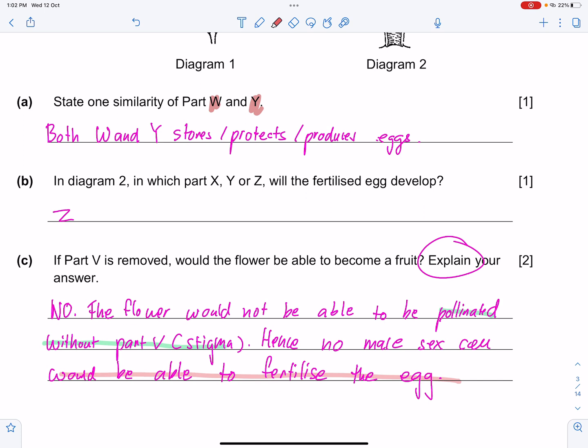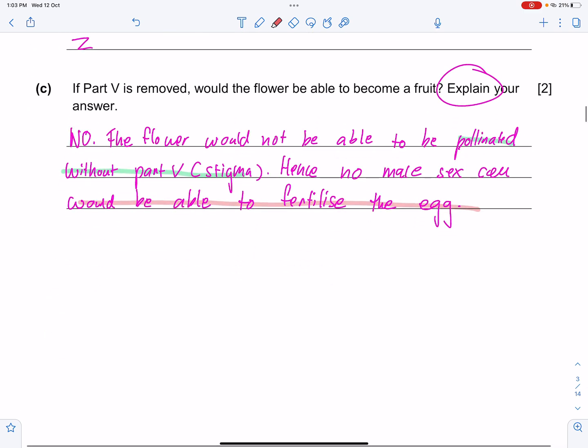Okay, I want to stress, later on as I'm teaching forward, you would see that some of the students tend to make this confusion about pollination and fertilization. Pollination is the transfer of pollen grains from the anther to the stigma. Fertilization is the fusion of the male and female sex cell. So you need to be very careful.